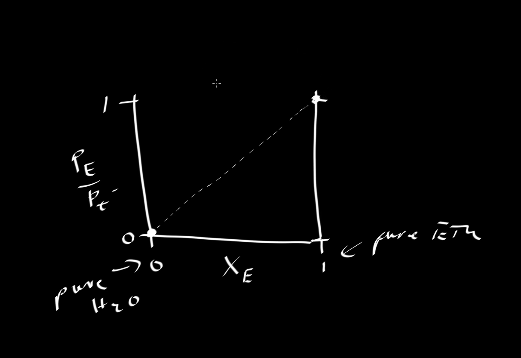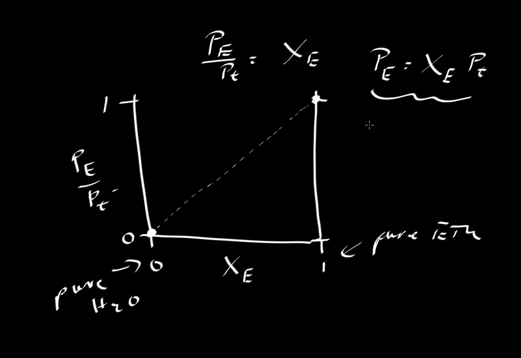And that straight line relationship would imply that P sub E over P sub T is simply equal to X, the mole fraction of ethanol. Or if we rearrange that, then the pressure of ethanol is equal to the mole fraction of ethanol multiplied by the total pressure. And this is what is referred to as Raoult's law.